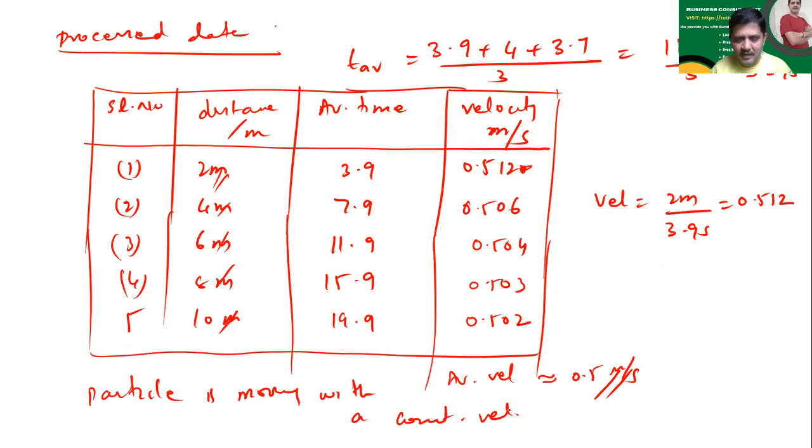Now, what was your hypothesis? Whenever a particle moves with a constant velocity, the distance would increase with time. Distance was 2 meters, 3.9 seconds; 4 meters, 7.9 seconds. So as you see, when distance is increasing, time is also increasing, provided the velocity is constant, right? We have verified our hypothesis, we have verified our data, everything is in support of it. We have successfully conducted an experiment. Got it? I hope you would have enjoyed this trial.